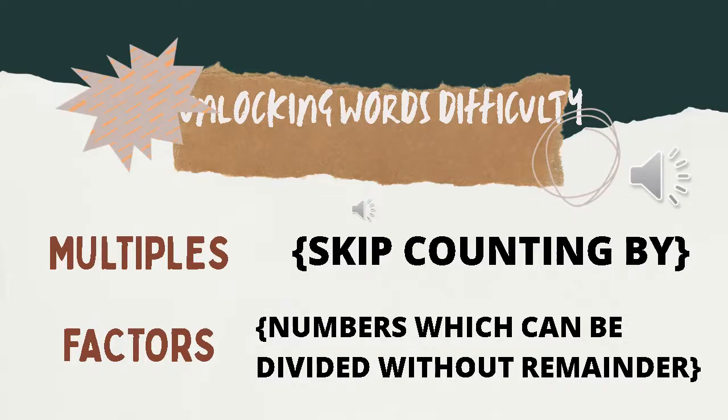Okay, next is factor. When we say factor, these are the numbers which can divide a number without remainder. So, for example, sa 6, ang factors ng 6 ay 1, 2, 3, and 6. So, when we divide 6 by these factors, there will be no remainder. 6 divided by 1 is 6. 6 divided by 2 is 3. 6 divided by 3 is 2. 6 divided by 6 is 1. So, there is no remainder at all.